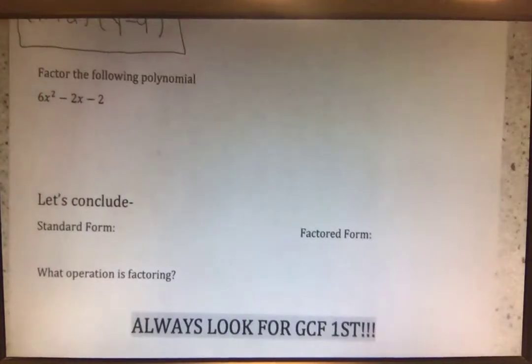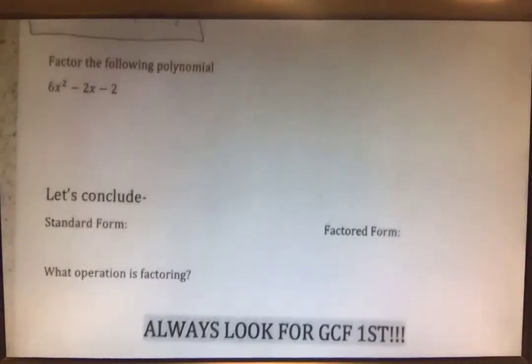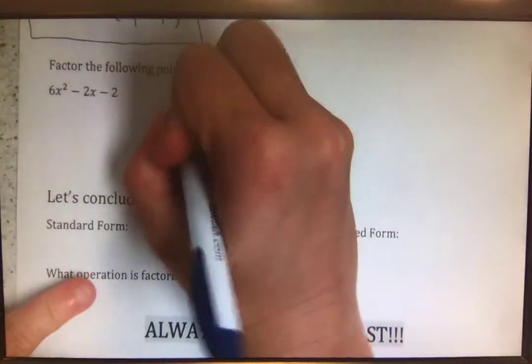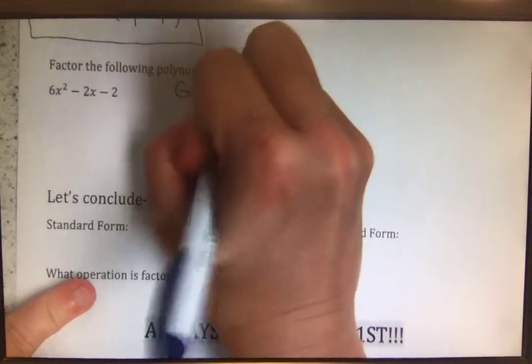So last example for this notes section. So factor the following polynomial. 6x squared minus 2x minus 2. So our first step in factoring is look for a GCF. I notice they all have a 2 in common. So we can factor out that GCF of 2.